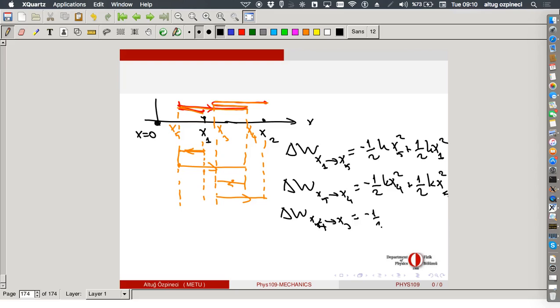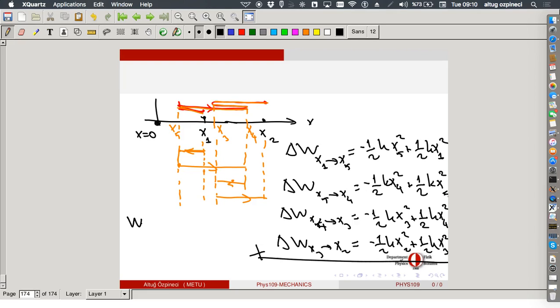Minus 1 over 2 k x3 squared plus 1 over 2 k x4 squared. And finally, the work done as we go from x3 up to x2 is minus 1 over 2 k x2 squared plus 1 over 2 k x3 squared. Well, the total work will be just the sum of all of them.